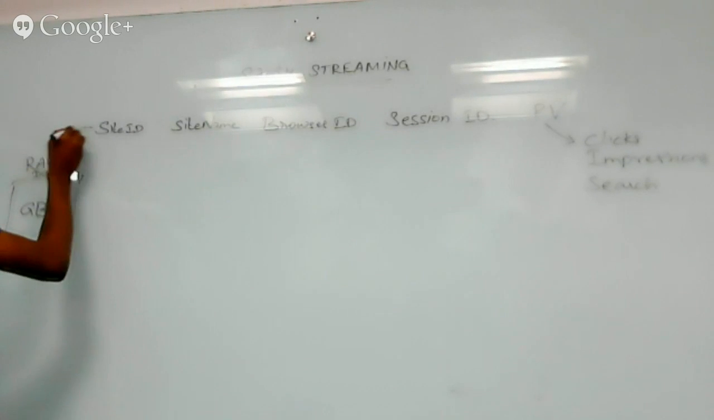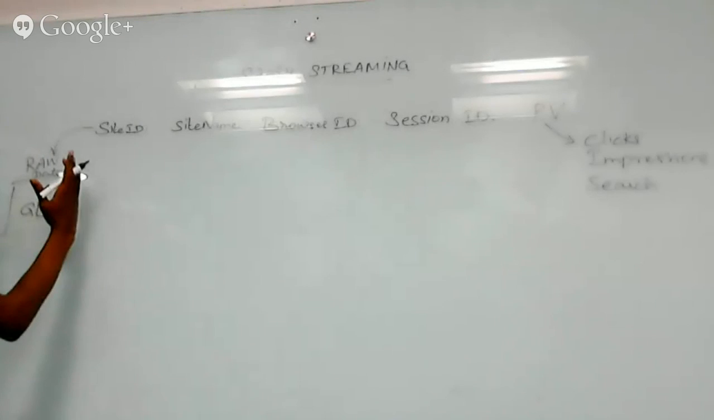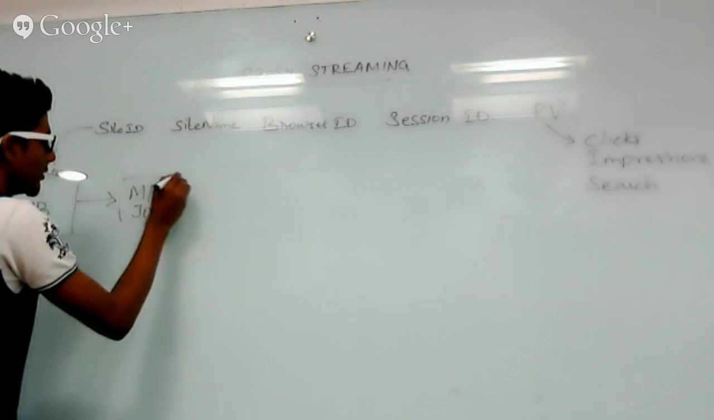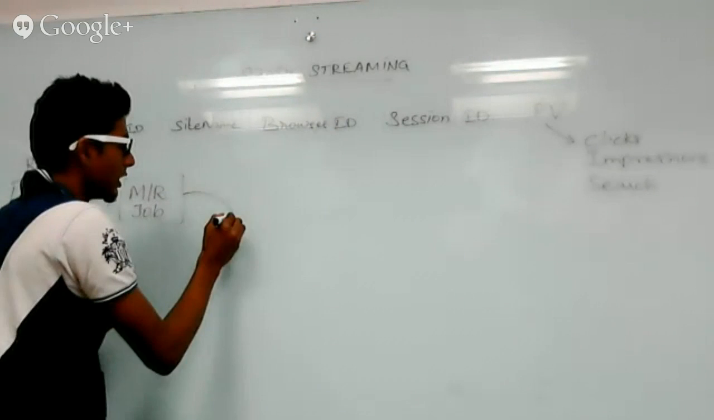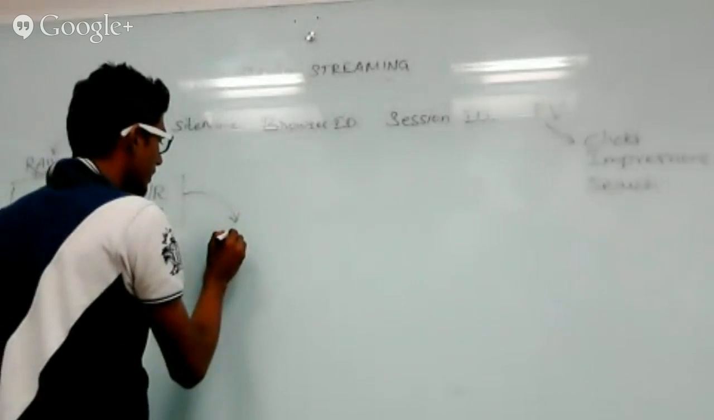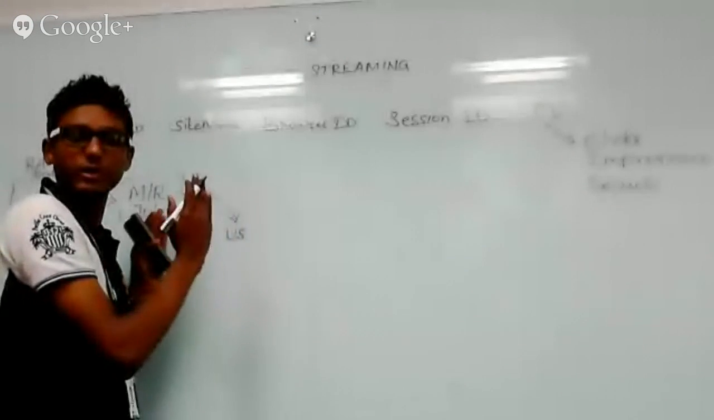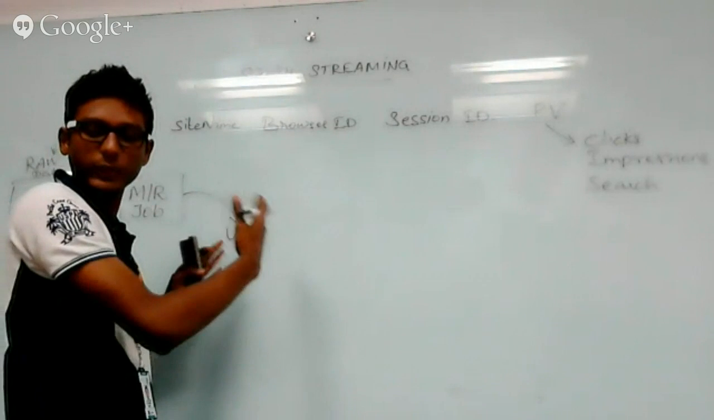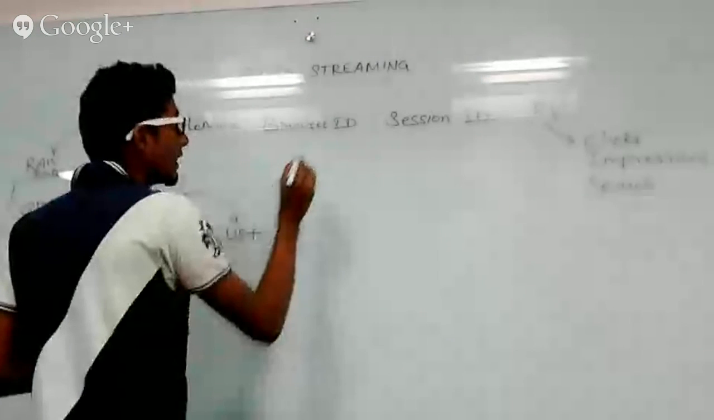So this is how the format of your raw data will be. So this is your raw data. What they will do is run an MR job. Their MR job will query for that particular user alone, say for example for the US site. They will just specify their queries for US and for that particular site.